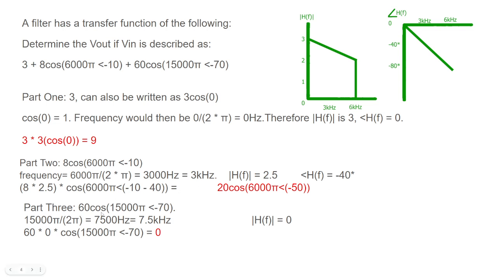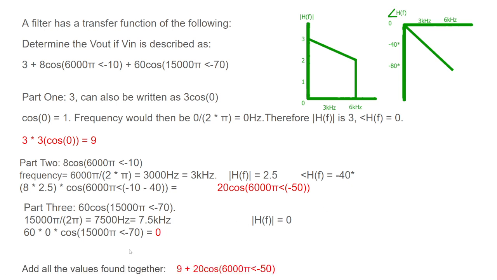Lastly, we have 60 cosine of 15,000 pi with a phase angle of negative 70. Now, 15,000 pi divided by 2 pi is simply 7,500 hertz, which is 7.5 kilohertz. Now notice that the gain drops to 0 because this is a low-pass filter, which means that 60 times 0 is just going to be 0.